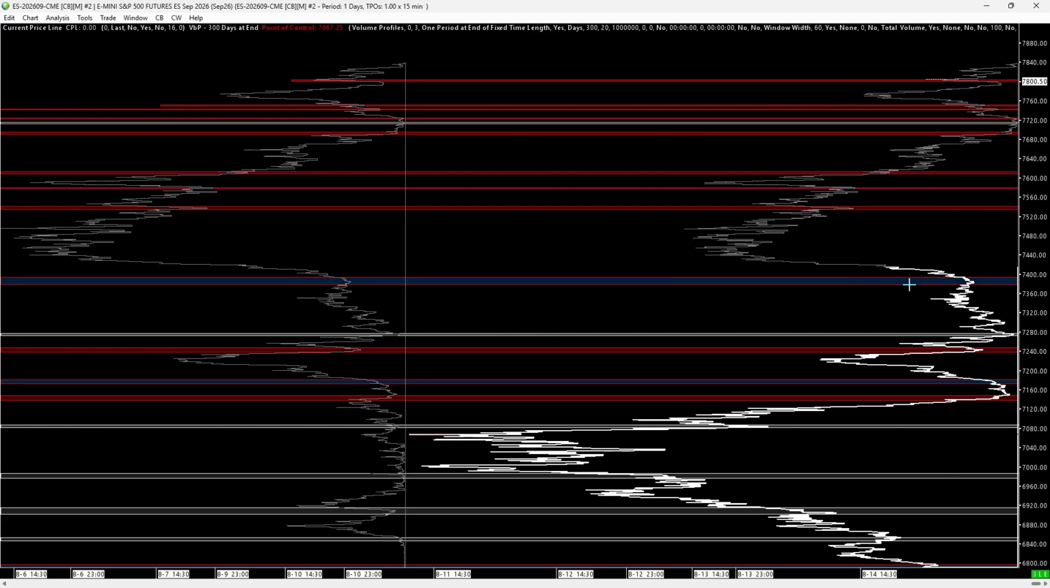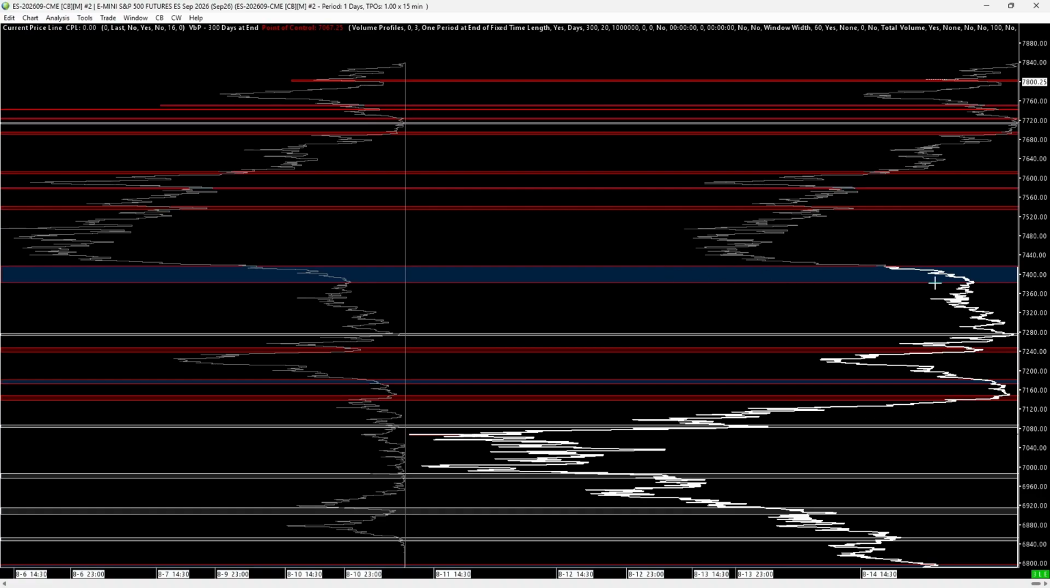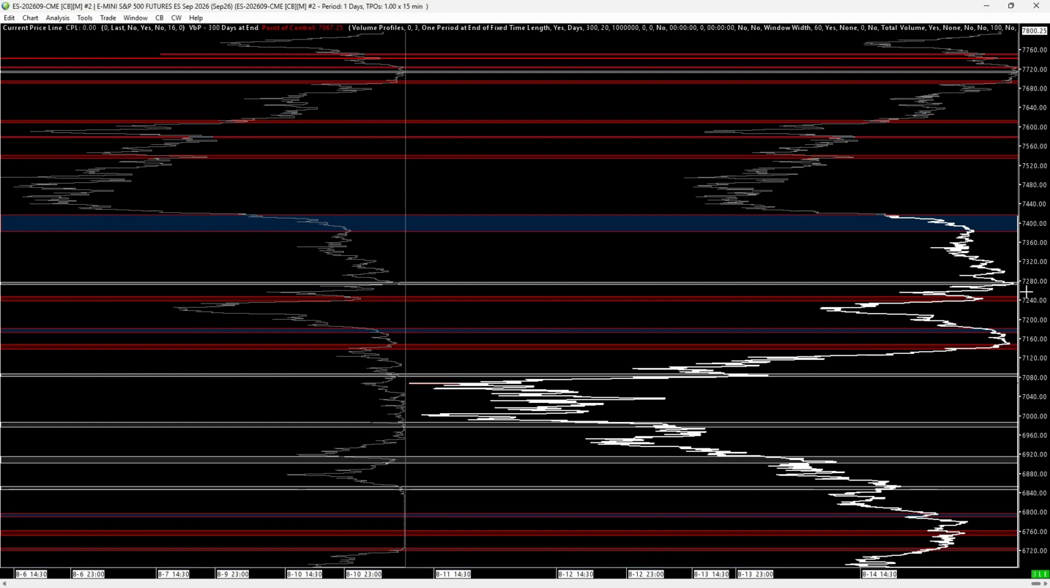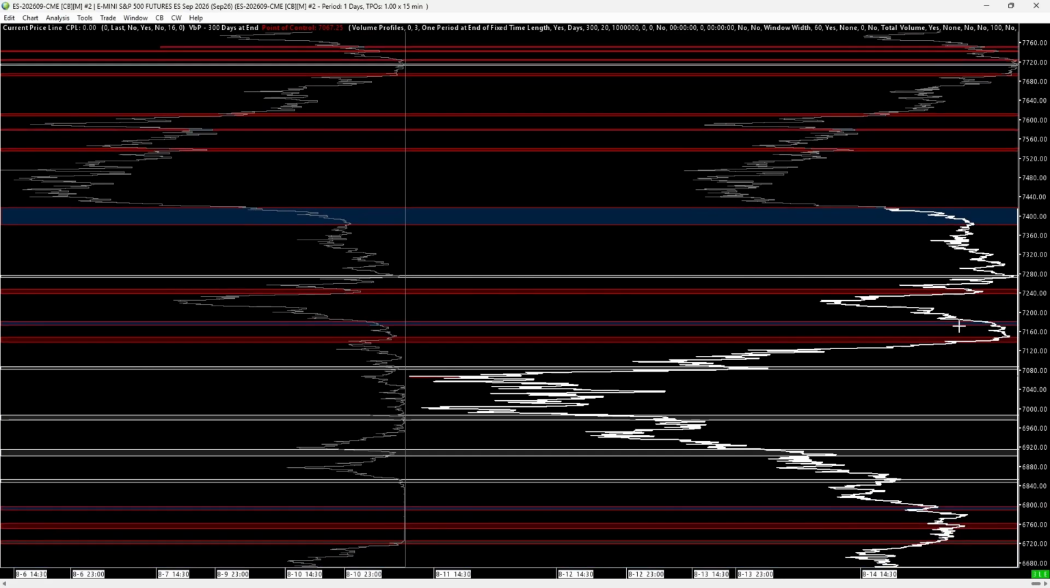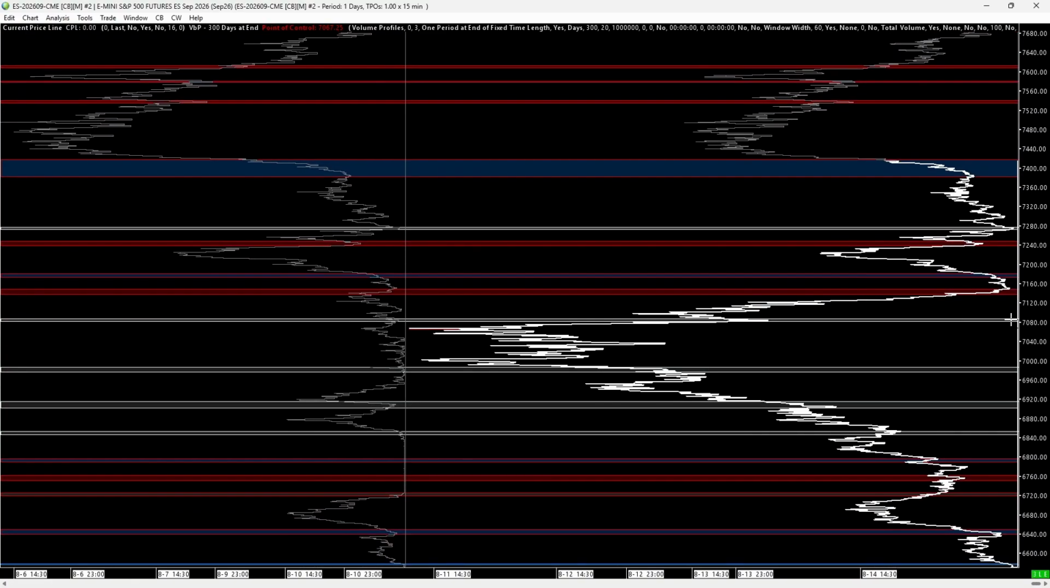Maybe I should make that bigger actually. So yeah, I just mark out these two areas, bottom and top of the distribution, and then I do the same thing as we move down here. I'd mark out this area as the bottom, this is the top of this mini distribution, then you have this massive one here.